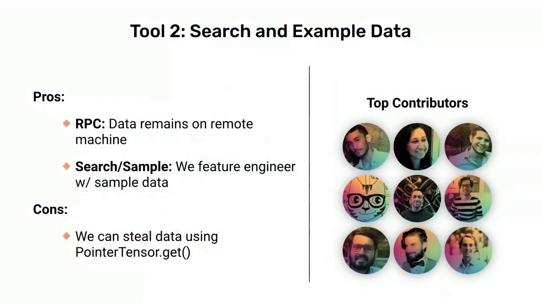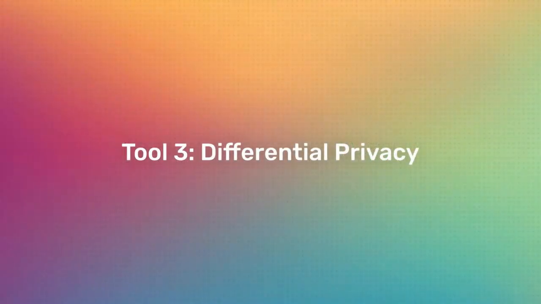So that's all great. We can do sort of remote feature engineering, but this still has this mysterious .get function. How do we ensure that when we ask for a tensor back from a remote machine, we aren't accidentally also getting back private information? This brings us to the third tool, differential privacy.